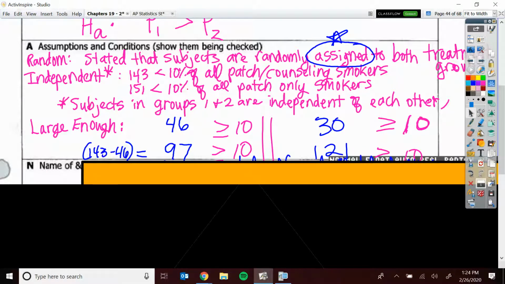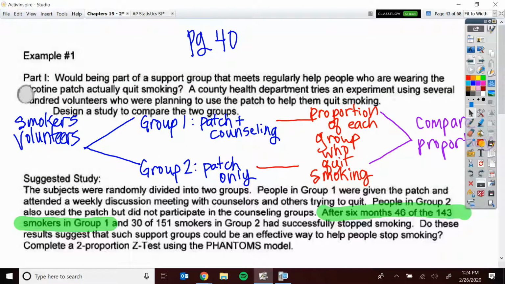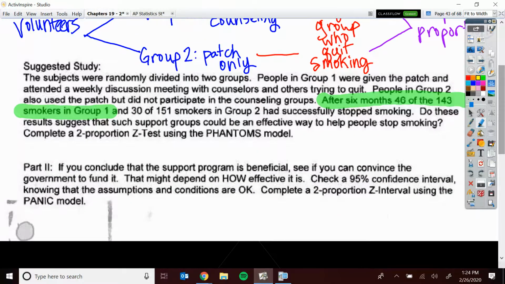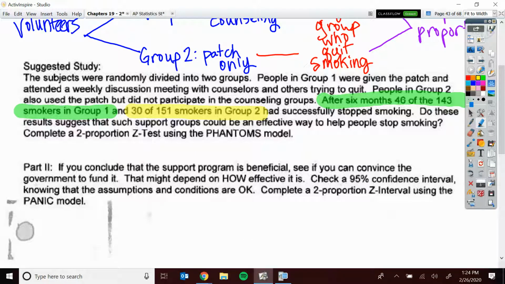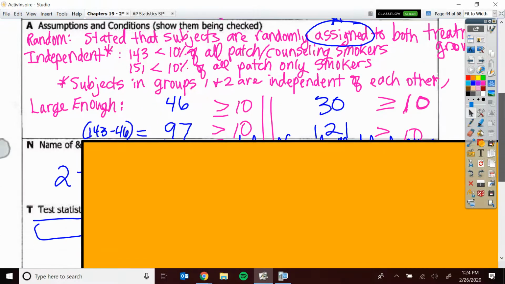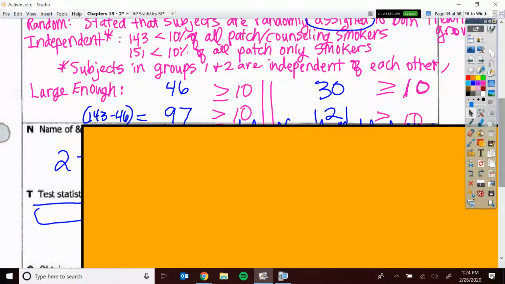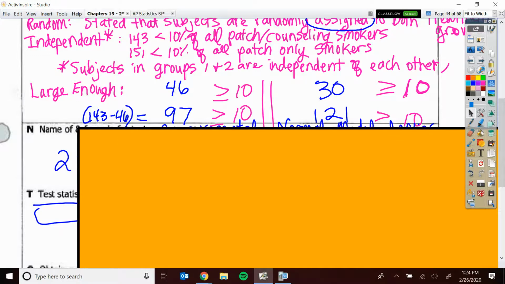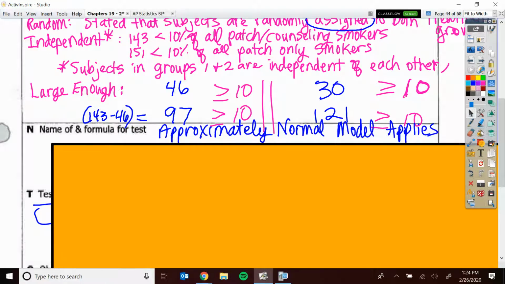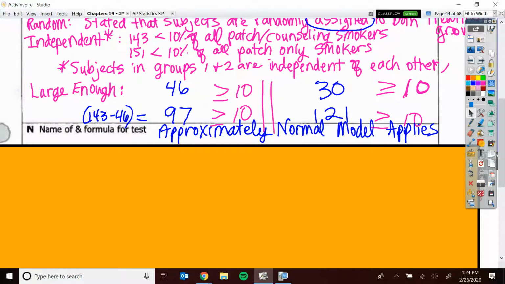Now, okay, go find the information on the other page about group 2. Group 2 says 30 of 151 smokers in group 2 were successful. So here I go. There it is. Successes, 30 is greater than or equal to 10, and then failures would be the 121. It's greater than or equal to 10. And then we'll finish it off with: approximately normal model applies.